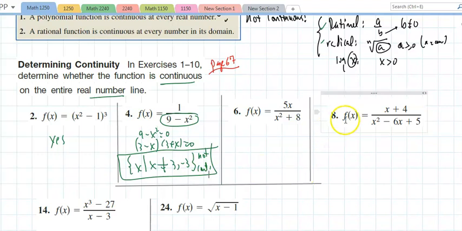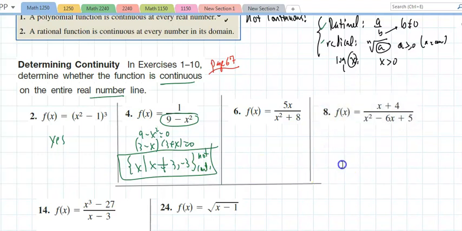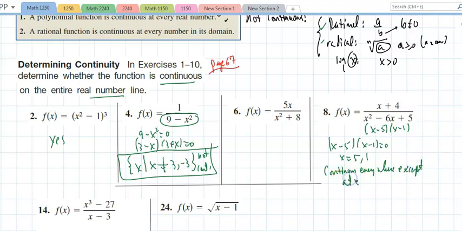I'm going to jump to 8 next, then come back and do 6. 8, I see a fraction. I factor the denominator out. So, if I take x minus 5 times x minus 1 equaling 0, doesn't that mean x equals 5 and 1? So, I will say this is continuous everywhere except at x equal 5 or 1. Or I could just write it this way. I could say not continuous at these points.